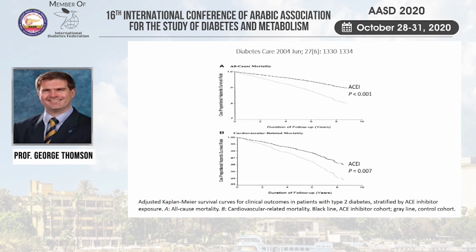And as you can see, over the follow-up period, both all-cause mortality and cardiovascular-related mortality were significantly reduced in those treated with ACE inhibitor therapy versus those not receiving this therapy in this Kaplan-Meier chart.